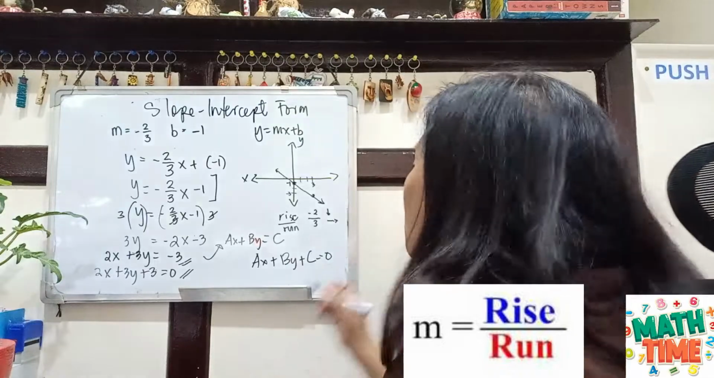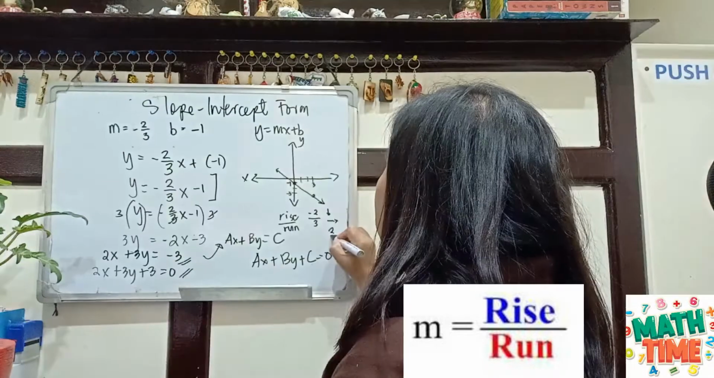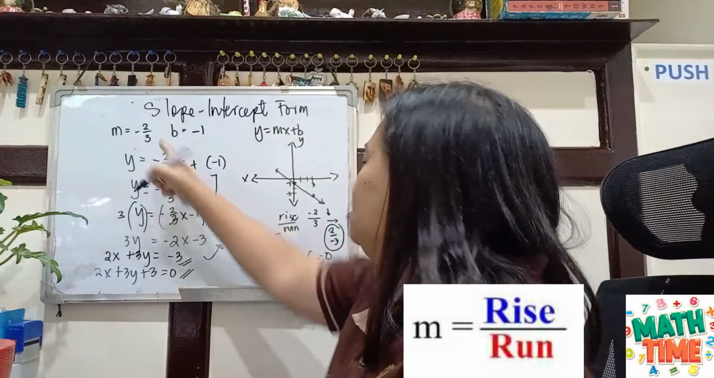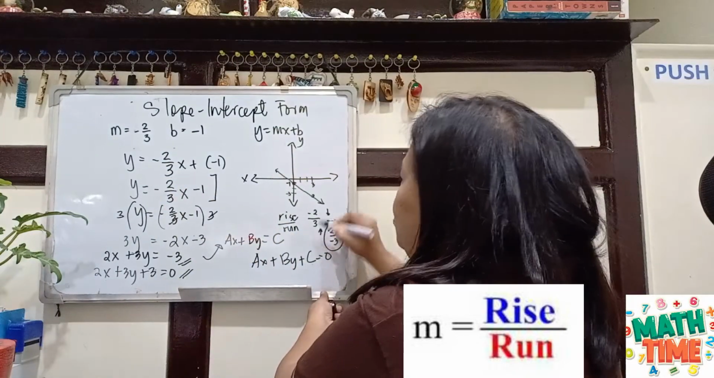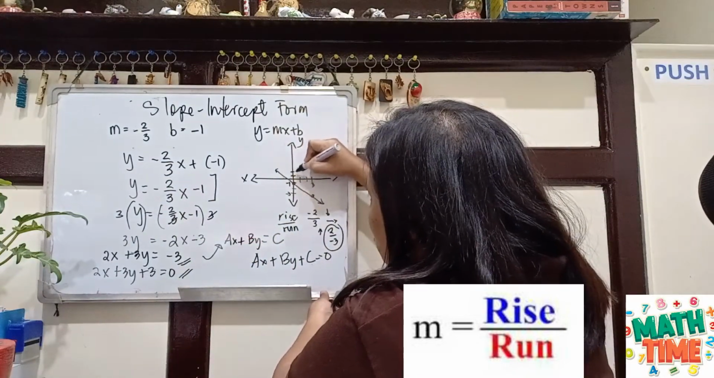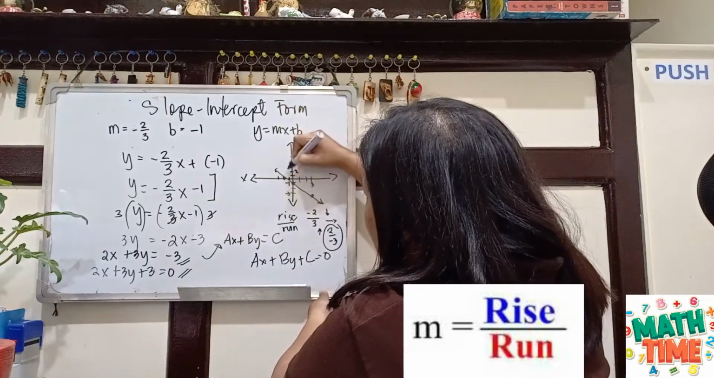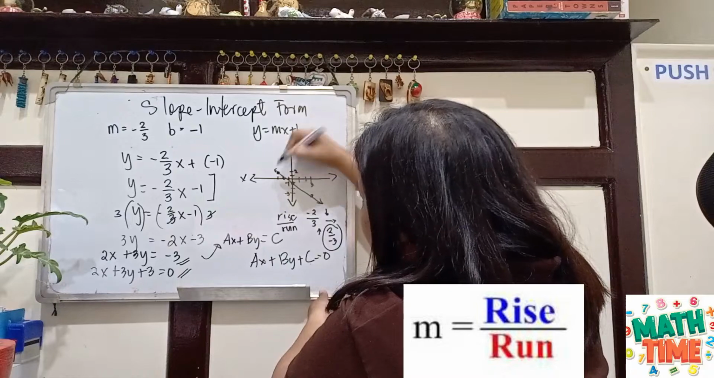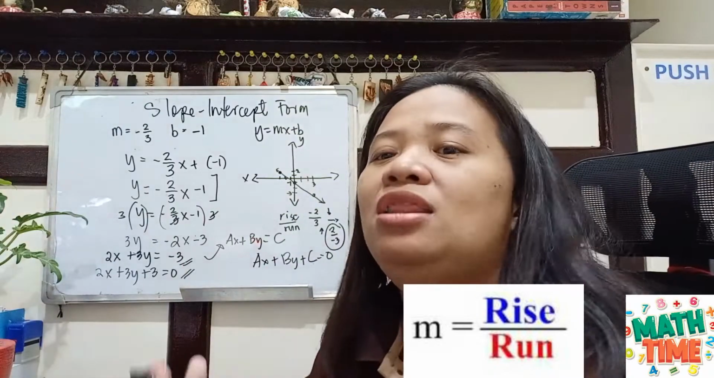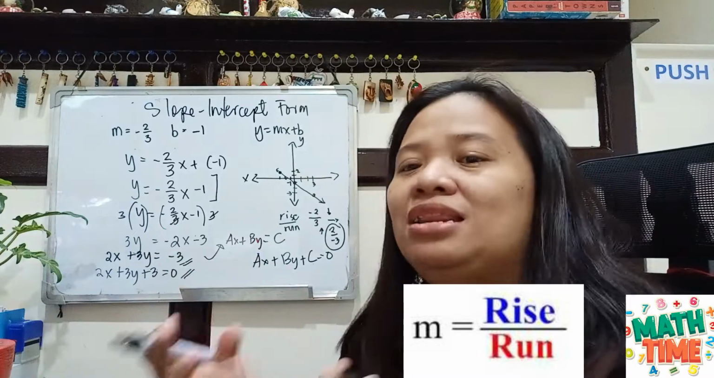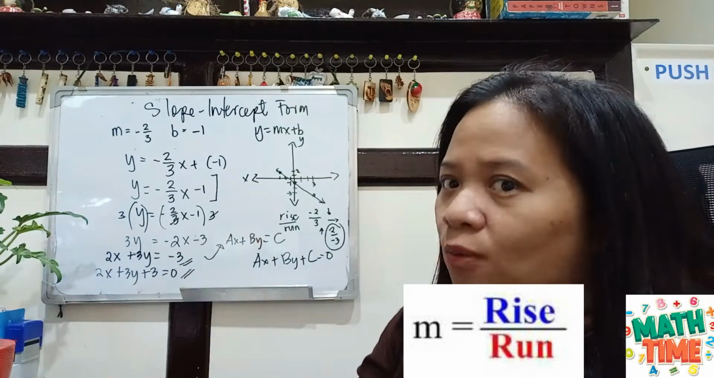Okay? Or, if you want to have 2 over negative 3, if simplified, that would still be negative 2/3. It means I will go up 2 units, 1, 2, then run to the left 3 units, 1, 2, 3, 1, 2, 3. So, this point. They will still all lie on the same line. The points will still lie on the same line because they have the same slope.